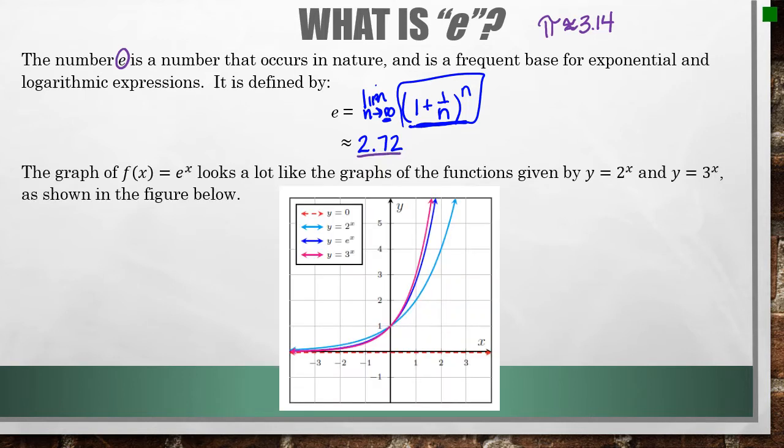Now we can see the graph of e to the x, and it looks a lot like the graphs of the functions y equals 2 to the x and y equals 3 to the x. You can see y equals 3 to the x in pink, light blue is 2 to the x, and e falls right in between them, a little closer to 3 to the x, which makes sense because y equals e to the x is about y equals 2.72 to the x power.